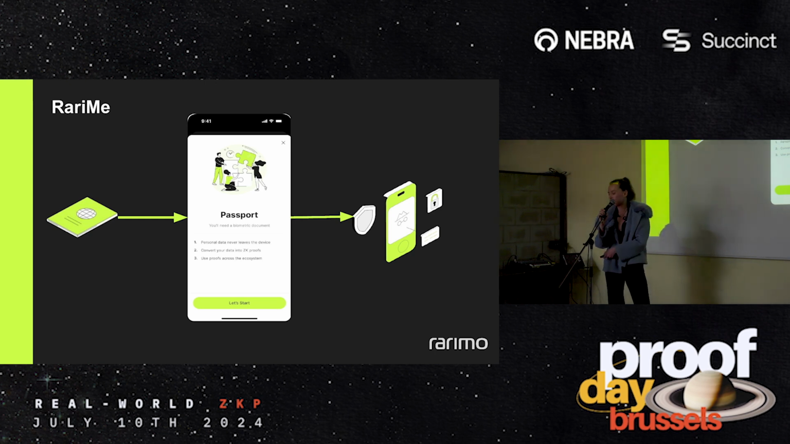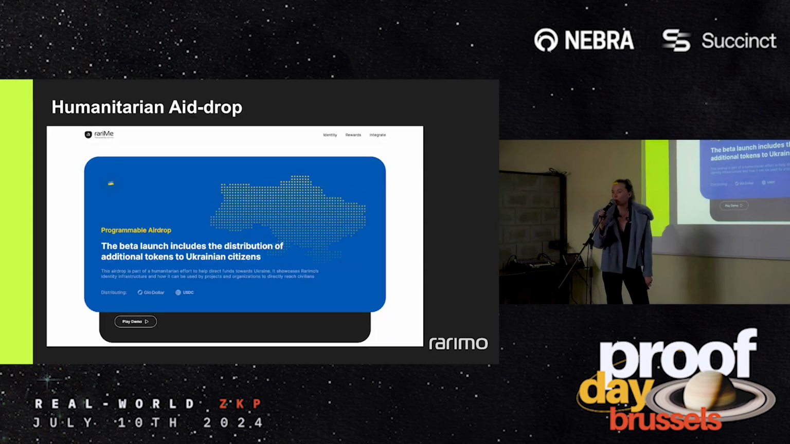A couple of the use cases we have planned immediately. Firstly, we're going to be distributing our own token, the Rarimo token, exclusively through RariMe. And secondly, we're going to use it for a humanitarian aid drop into Ukraine, where we're going to use proofs of citizenship to ensure that the money is going directly into the pockets of civilians, bypassing third parties. We're working with a bunch of charities on the ground to identify citizens particularly in need of this service.